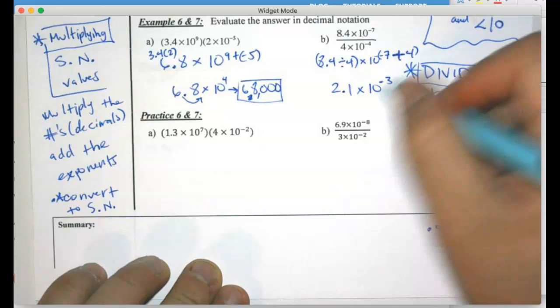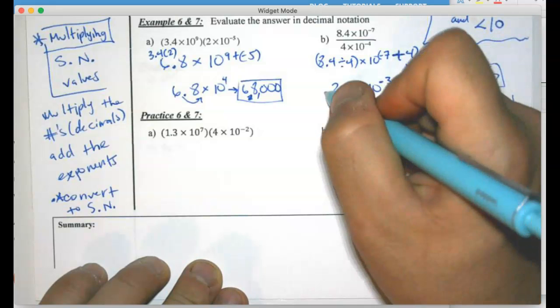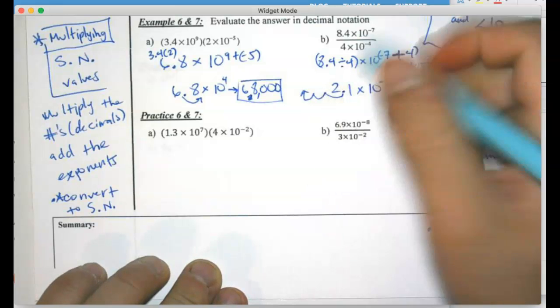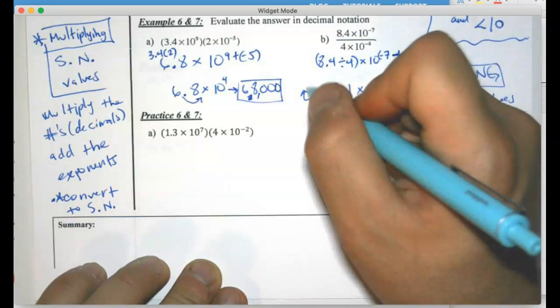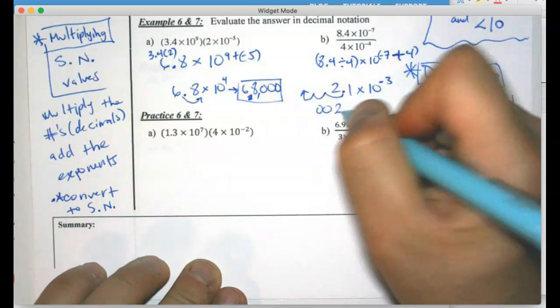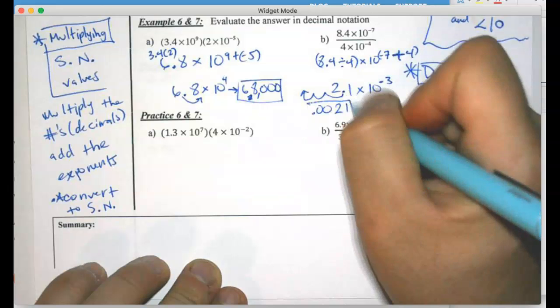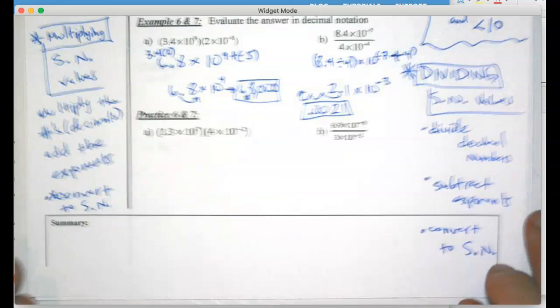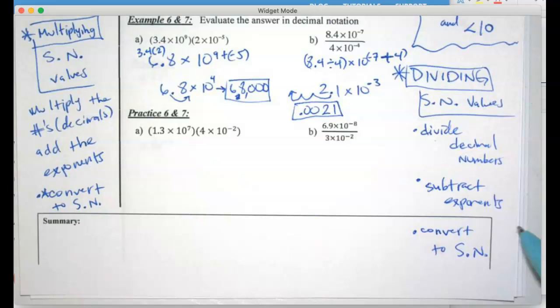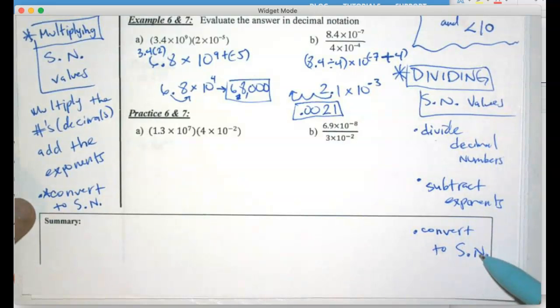Since the exponent is negative, I can move the decimal 3 spaces to the left. So again, 1, 2, 3. Fill in 2 zeros, right? 0.0021. So I'm making these into decimals. I did write to convert them back to scientific notation. That would be if necessary, but we're not going to do that. We're just going to make them decimals because that's what it says.